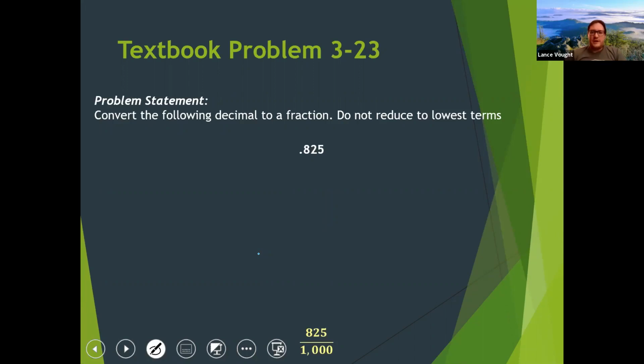Convert this to a fraction. Well, it says don't reduce. Well, you know, if there's 3 decimal spots, then you go to 1,000, turn this to a whole number. It's 825 over 1,000, which is sitting right there at the bottom. If you wanted to simplify it, you could. You could divide it by 5. If you divided it by 5, you'd be at 200 in the bottom, and you'd be at 165 on the top.